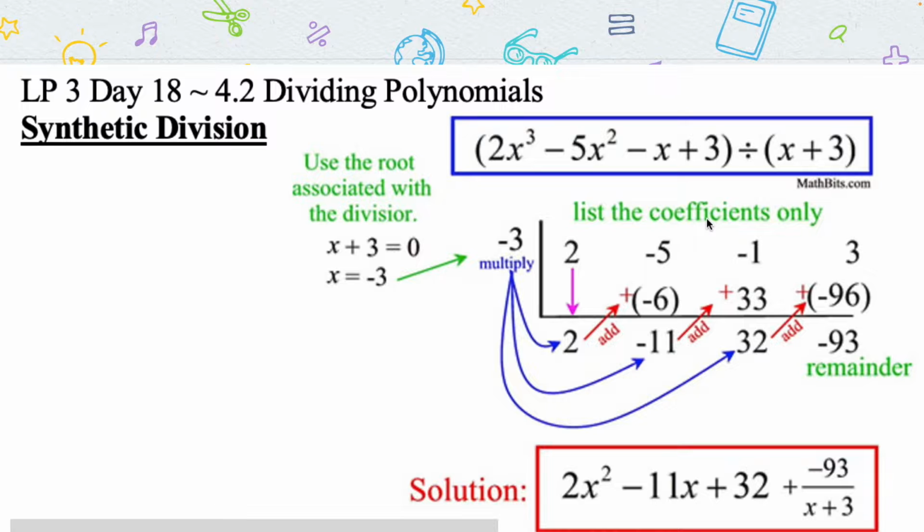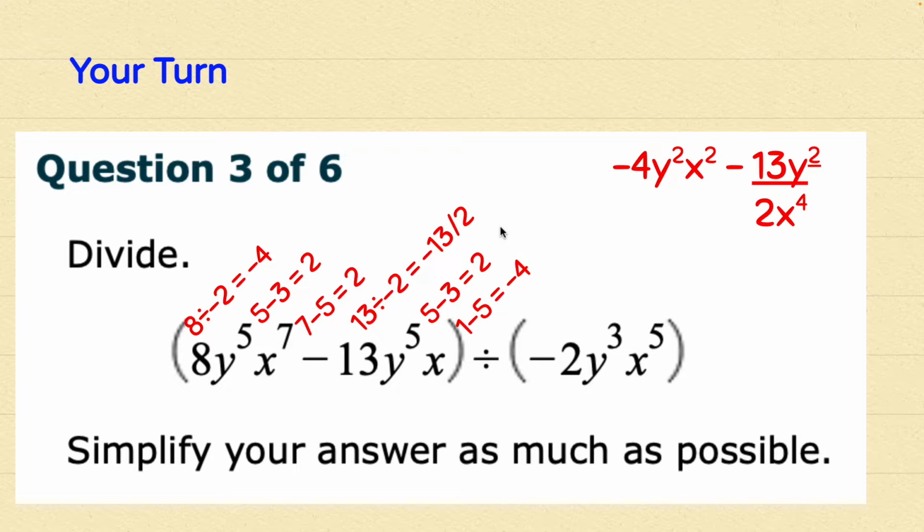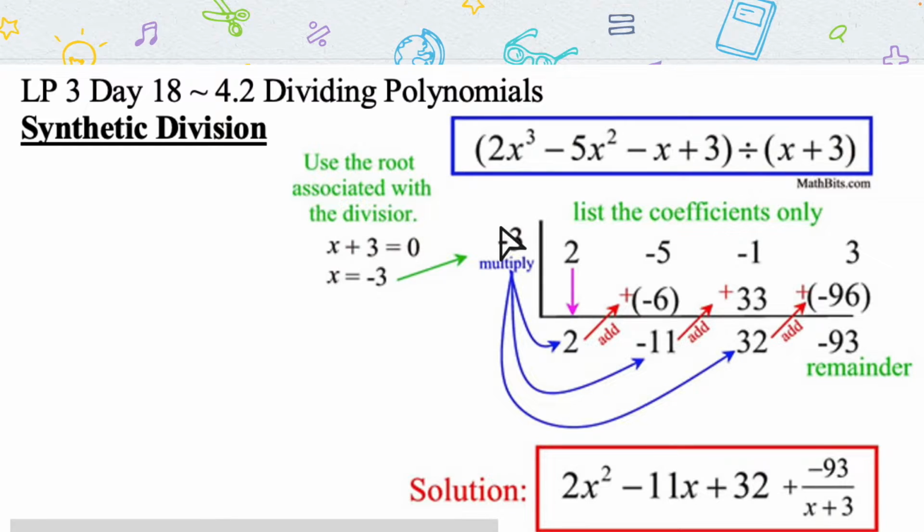So if we have 2x cubed minus 5x squared minus x plus 3, and we want to divide that by the binomial x plus 3, we can write it in this format. It depends on where you see the format, but it's always written something along these lines. So they have this negative 3 out front, and where this came from is actually the x plus 3.